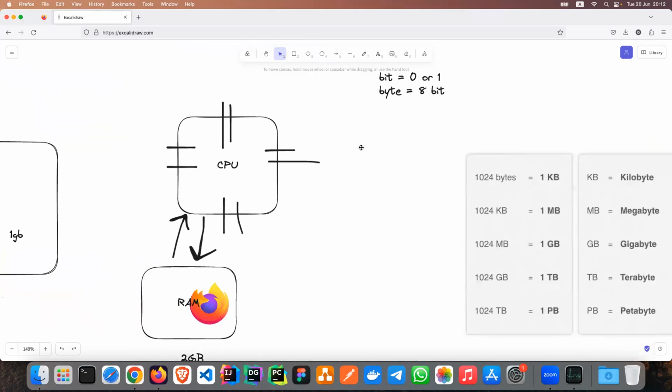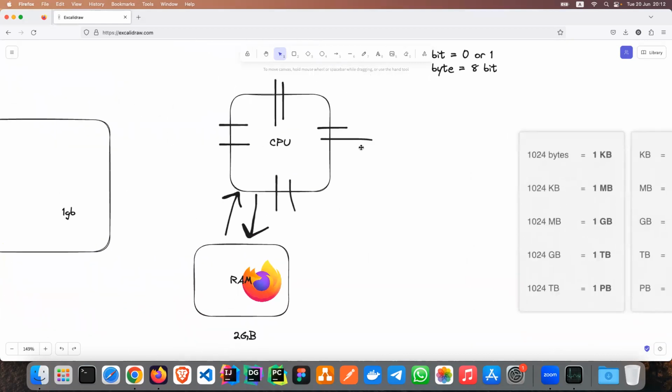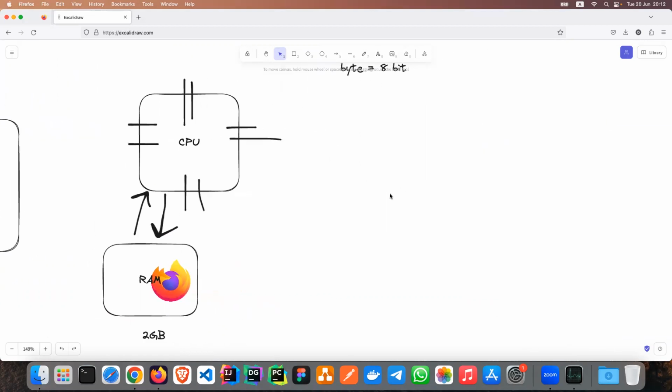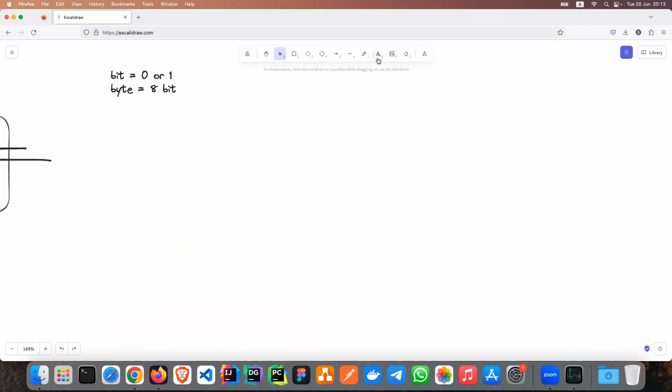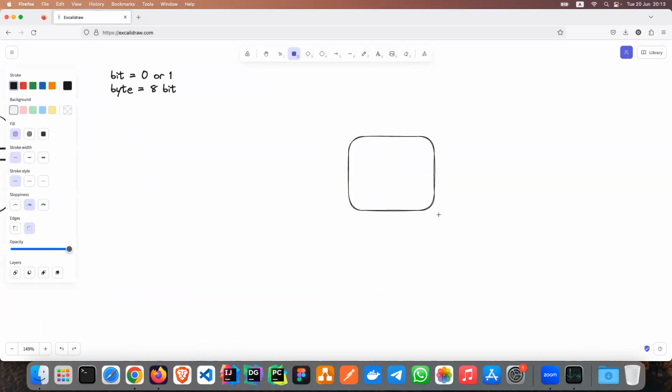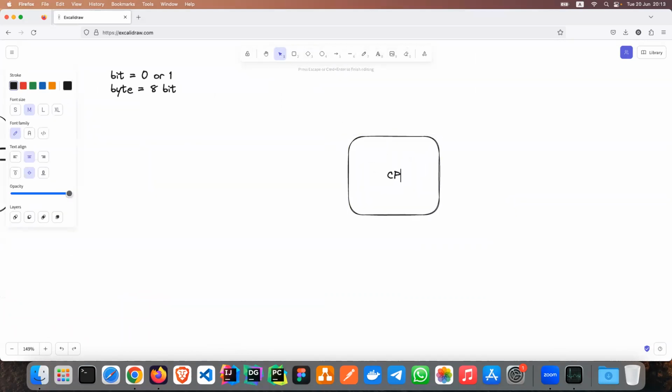Okay, if we zoom into the CPU part, what does the CPU have? It has its own small memory. We call them small slots, which also serve as some memory. Okay, let's say what we have here. We have a CPU. It's our CPU.